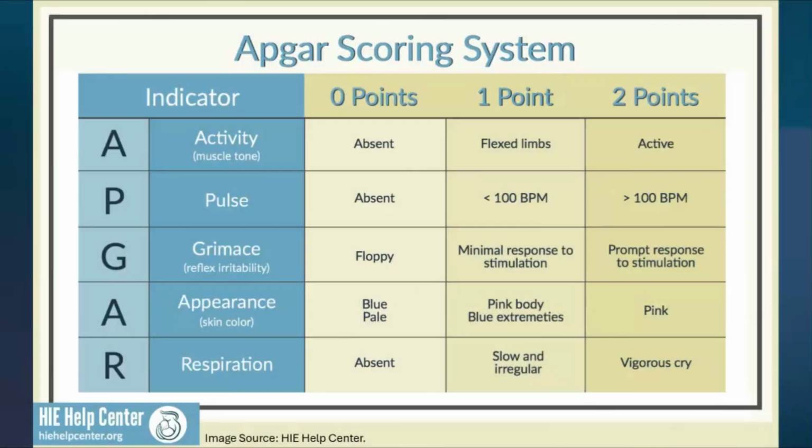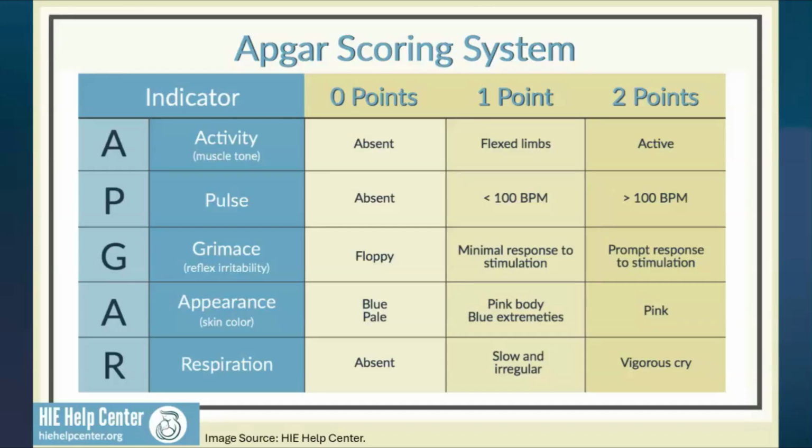As you can see in this chart, the Apgar score evaluates infants on 5 critical criteria using the mnemonic Apgar. We have activity, pulse, grimace, appearance, and respiration. When Dr. Virginia Apgar first created this scoring tool, she simply referred to them as muscle tone, heart rate, reflex irritability, skin color, and respiration.